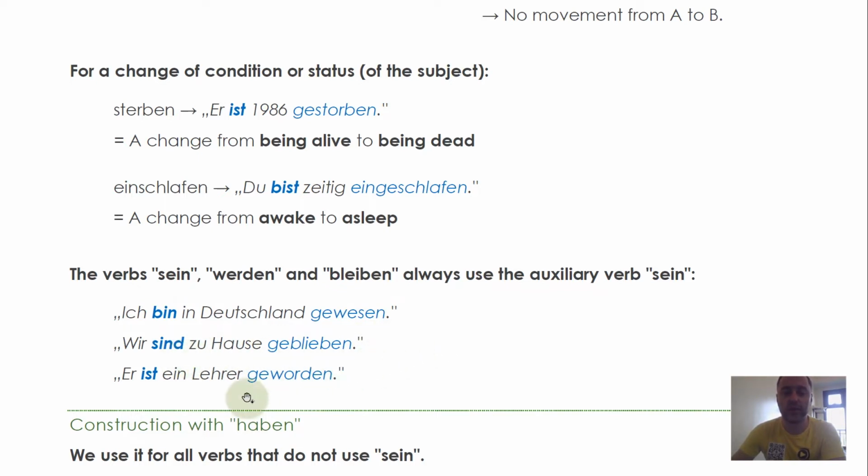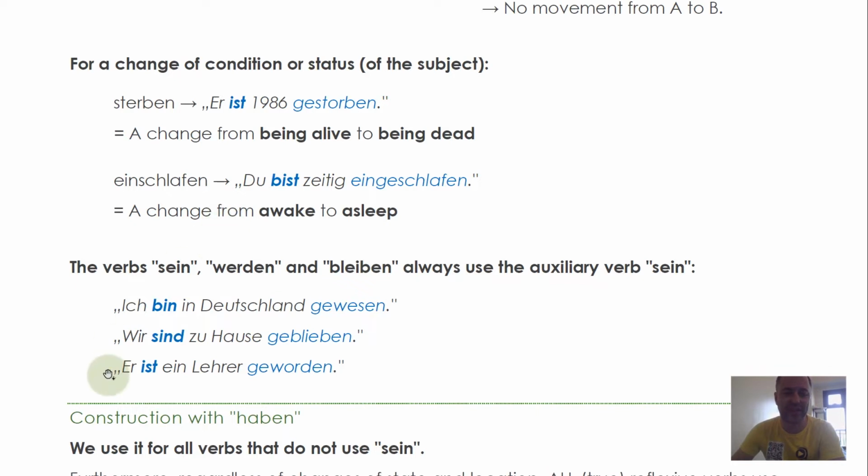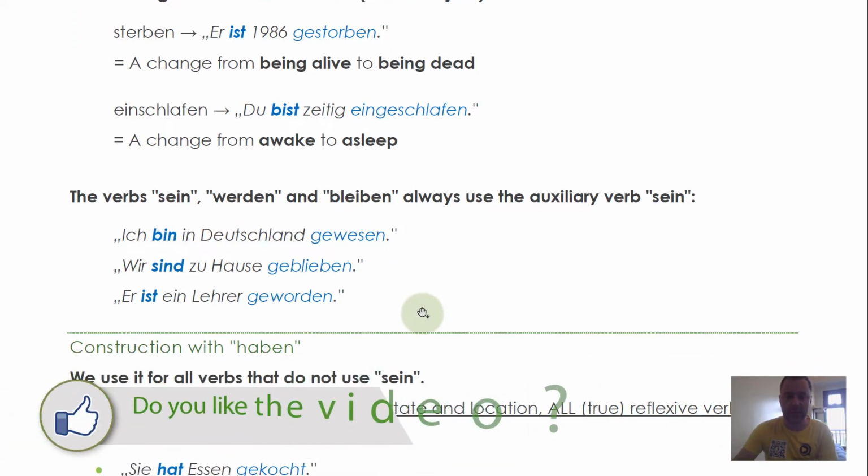We stayed at home. Here we actually do not have a change of position, a movement from A to B, or a change of condition or status, but bleiben is just in love with sein. So it uses sein, and werden is actually just according to the rule. It's always a change of status. Er ist Lehrer geworden. So he became a teacher, from nothing to becoming a teacher. It's a change of status. But just keep in mind, werden always uses sein. There you do not actually have to think about anything else.